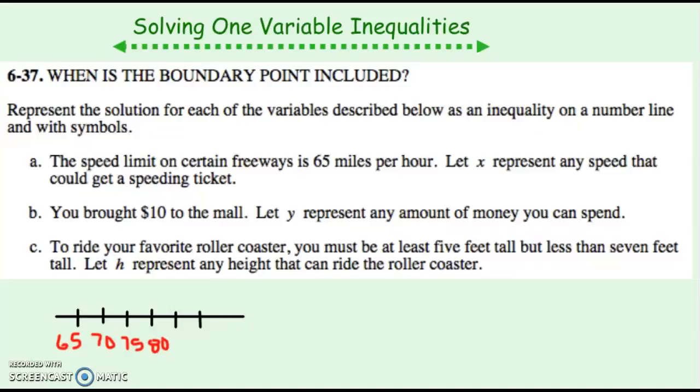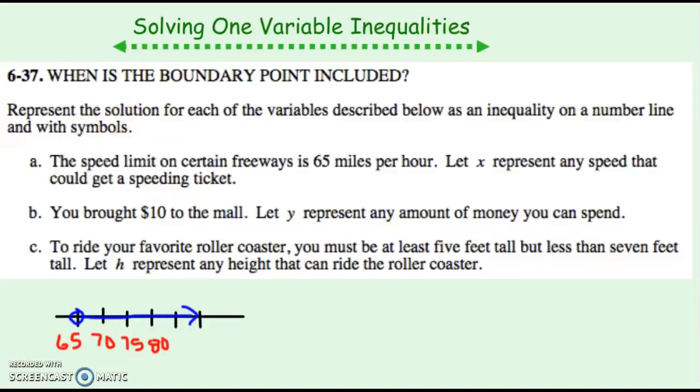So next you need to decide if the boundary point is included or not. Our boundary point is going to be at 65 because that's where the speed limit is. In this case, you would not get a speeding ticket if you're going 65 because that's included in the limit, but anything greater would give me a speeding ticket. So the circle would be open for the boundary point at 65, and then it would be any speed greater than 65.